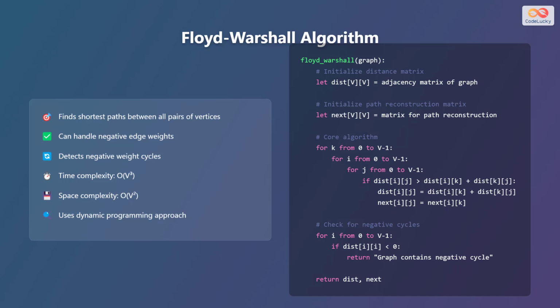The Floyd-Warshall algorithm uses a dynamic programming approach to iteratively improve the shortest path estimates between all pairs of vertices. The pseudocode involves initializing a distance matrix with the edge weights of the graph. Then, for each vertex K, it checks if going through K provides a shorter path between vertices I and J, updating the distance matrix accordingly. Finally, it checks for negative cycles by examining the diagonal of the distance matrix.